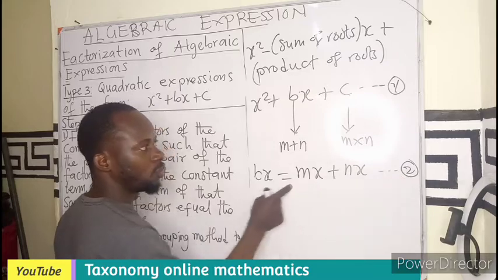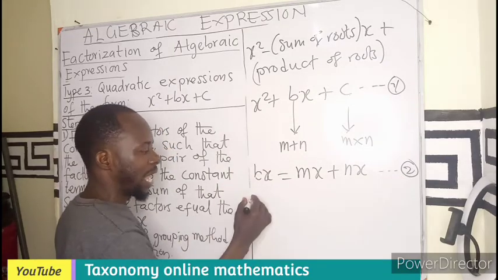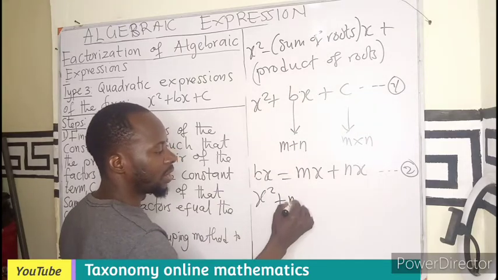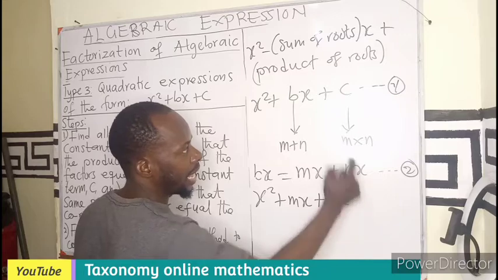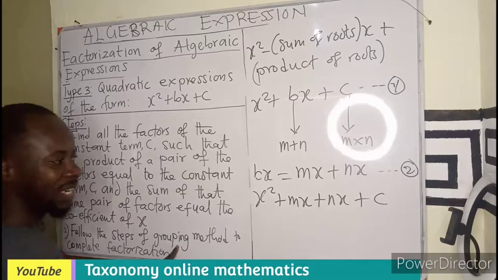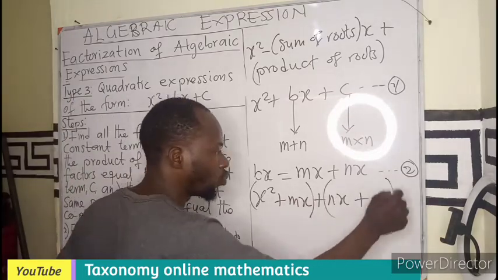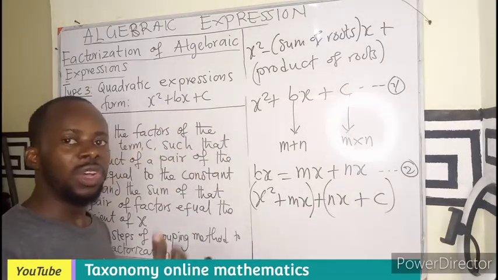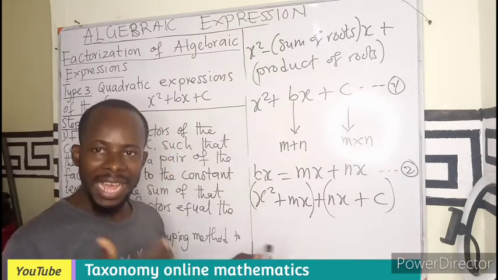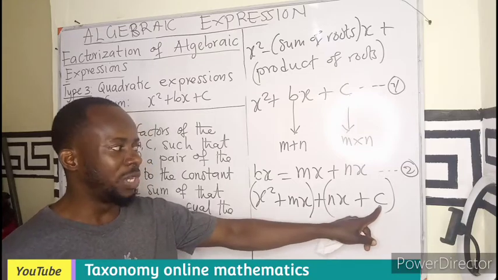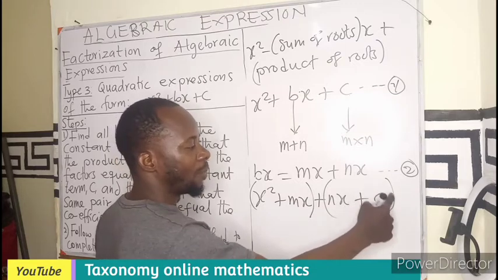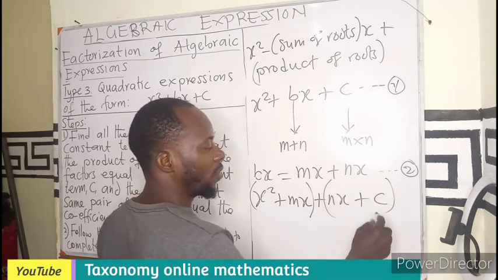So if you put equation 2 into equation 1, that becomes x squared. The whole of this is now mx plus nx plus what? C. So you can see we can do the grouping method, which is the first 2, the last 2. Then we can look for common factors. Don't forget, the c will also be changed with what? The product, m times n.